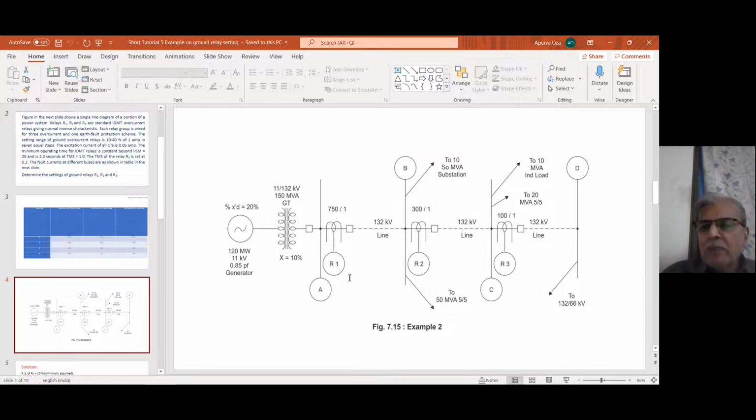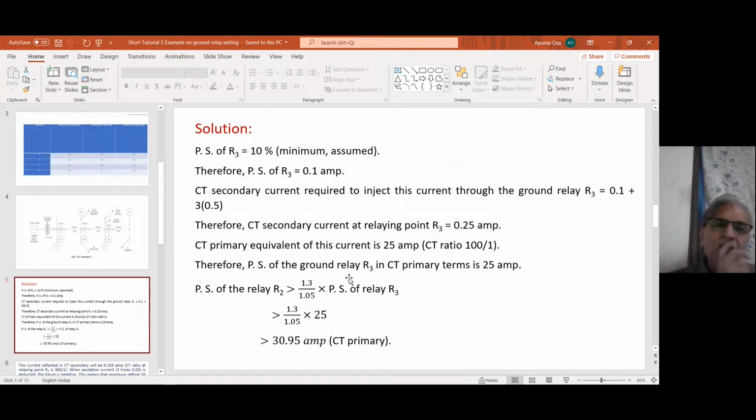So friends, we are taking a simple system, 300 bar 1 CT, second line R2. From there, two other lines are going. One is going to a 10 MVA substation, and another is going to a 50 MVA substation. From bus C also, three lines are emanating. One of the lines is going to bus D, on which there is a 100 bar 1 CT, and I have got relay R3. I am now talking about ground relays R1, R2, and R3. I am not talking about phase relays, my dear friends. So, if we go further from here, what is the solution?